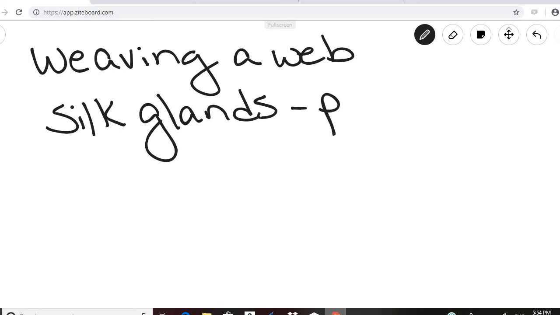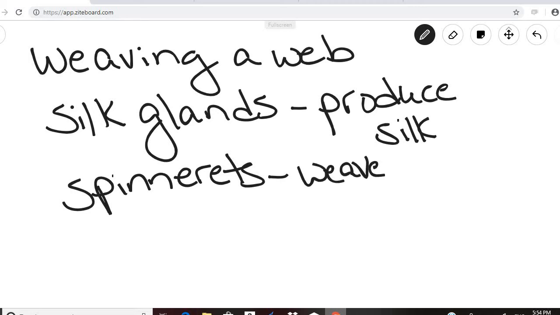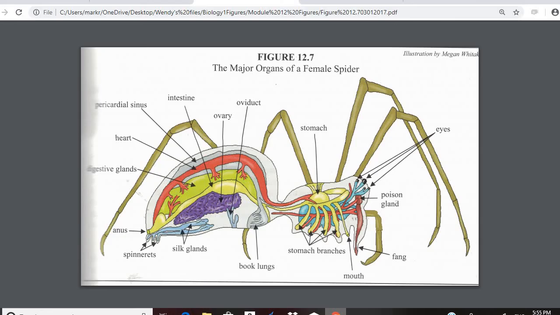So silk glands produce the silk, and spinnerets then use that silk to weave a web. And then that web is used to capture prey. So again, back here in the back, you can see the silk glands in this blue color. Down near the bottom, it says silk glands. And then the spinnerets near the back are used to spin the web.